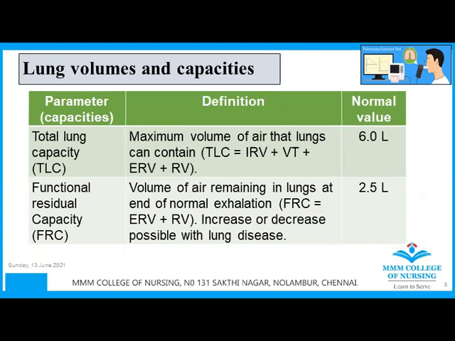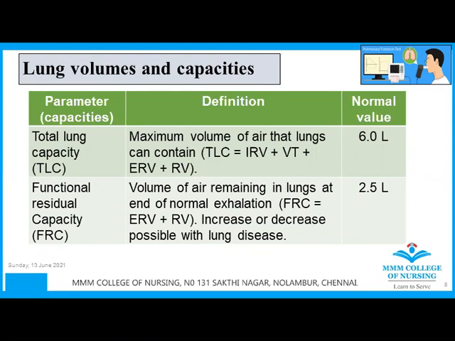In relation to lung, there are four lung capacities. The first one is total lung capacity. It is denoted as TLC, the maximum volume of air that lungs can contain. TLC is calculated as the total of inspiratory reserve volume, tidal volume, expiratory reserve volume, and residual volume. The normal value is 6 liters.